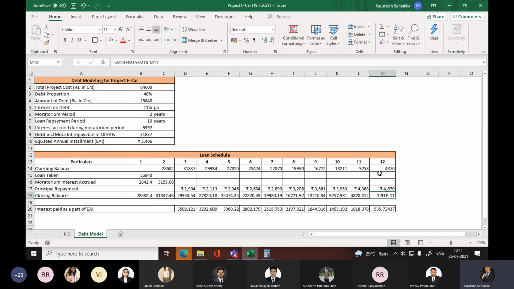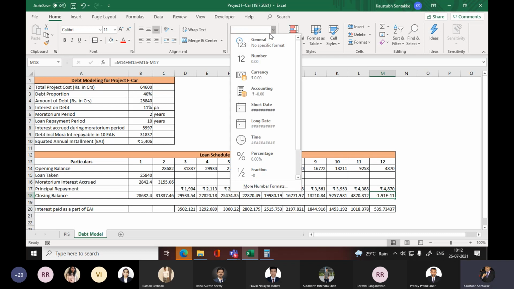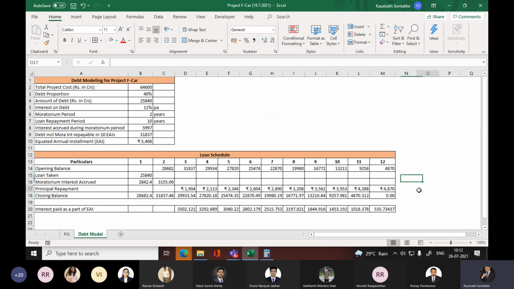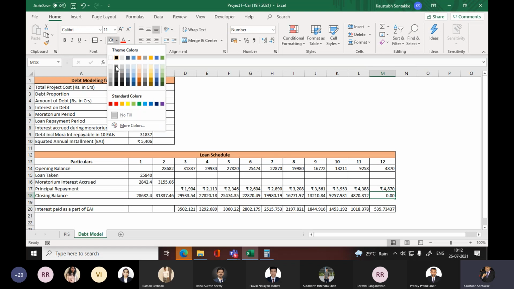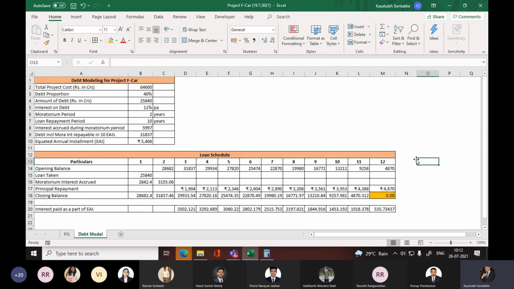Now if you see the last year, year 12, it is giving you a scientific expression, minus 1.91 E minus 11. So you just go to this cell, come to this ribbon and say number. After you change the expression, it gives you the last figure, which I am making yellow. It is coming to 0. Yes, sir, that is what our objective is.